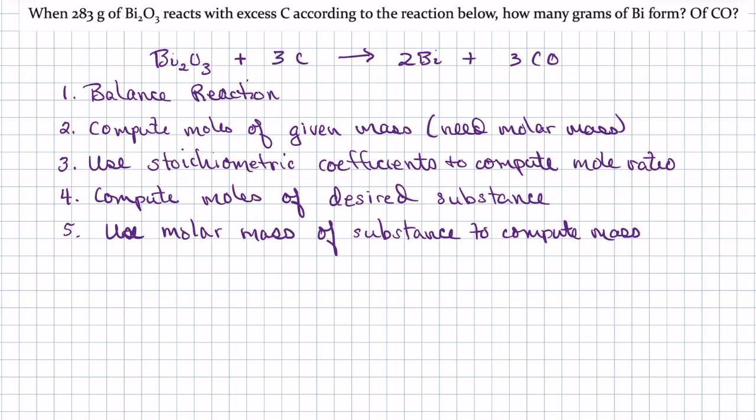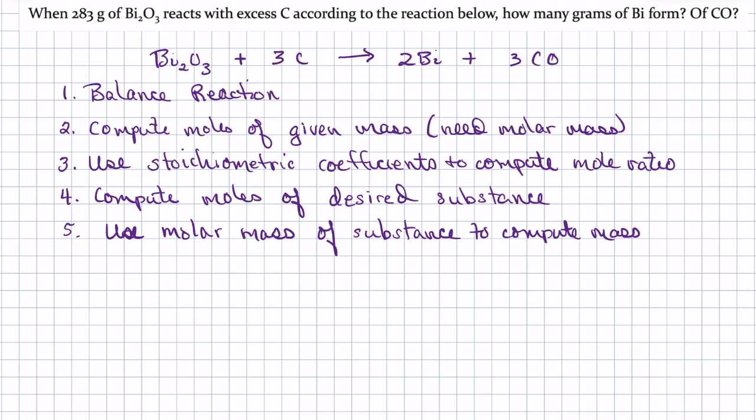So now we have a balanced reaction, which means we have the same number of atoms on both the reactant and product side. All right, so our goal here is to first compute the grams of bismuth in this reaction. And so that means the first thing we need to do in a reaction like this is figure out the moles of the given substance, which in this case is the bismuth oxide. So if we take a look at this, we've got 283 grams of the bismuth oxide.